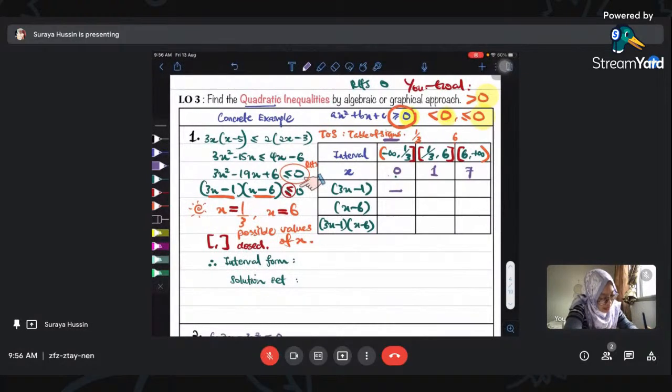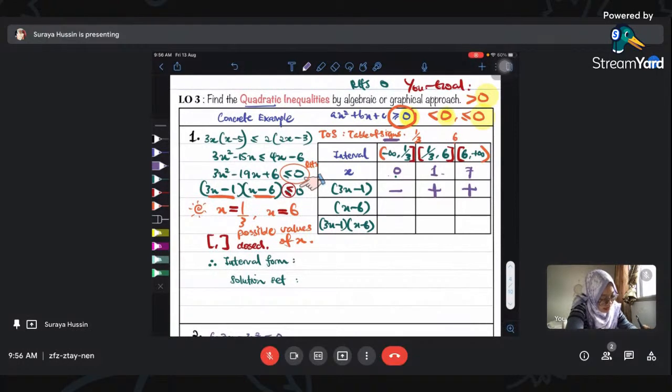Okay. So 1 times 3. Okay. 1 times 3 is 3. 3 minus 1 is 2. 2 is a positive value. Kalau 6 pula, kalau 7 times 3 is 21. 21 minus 1 is 20. 20 is a positive value. Boleh faham ke? Saya go slow so that everyone understand it.